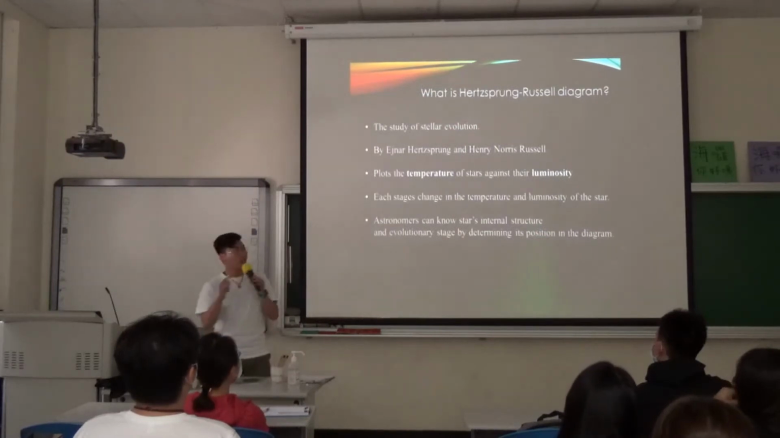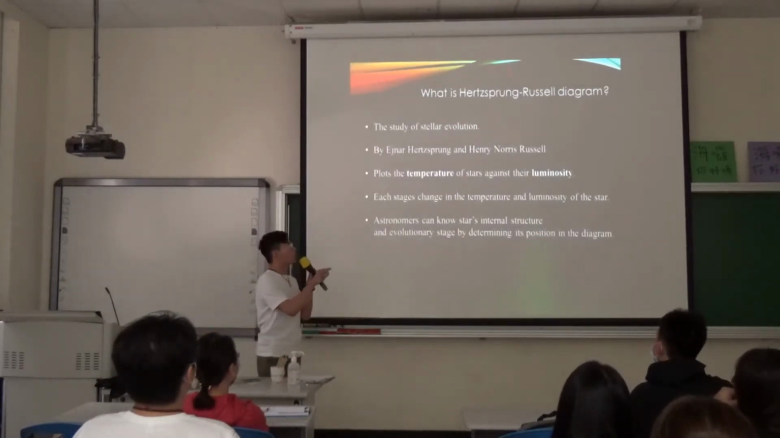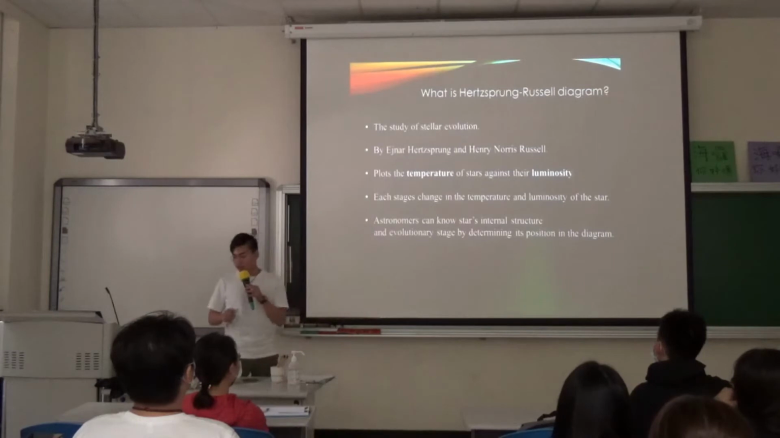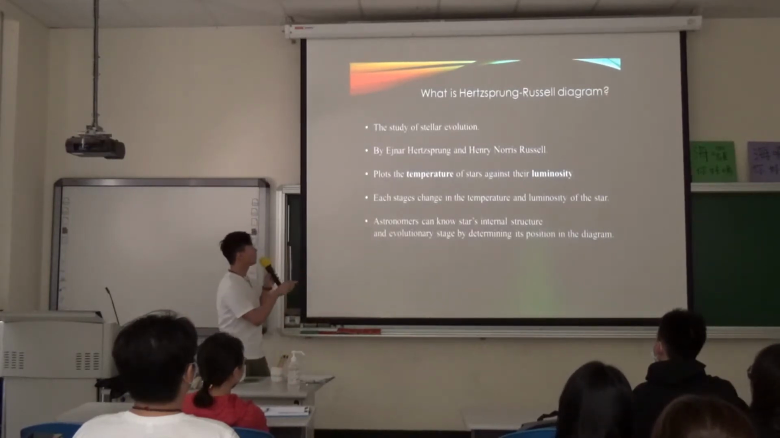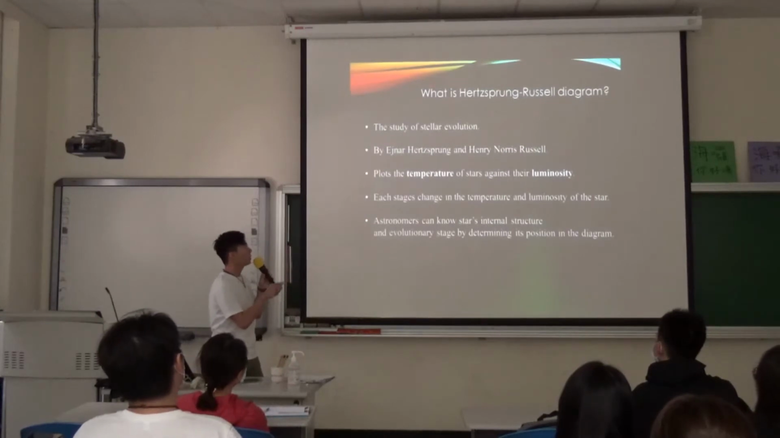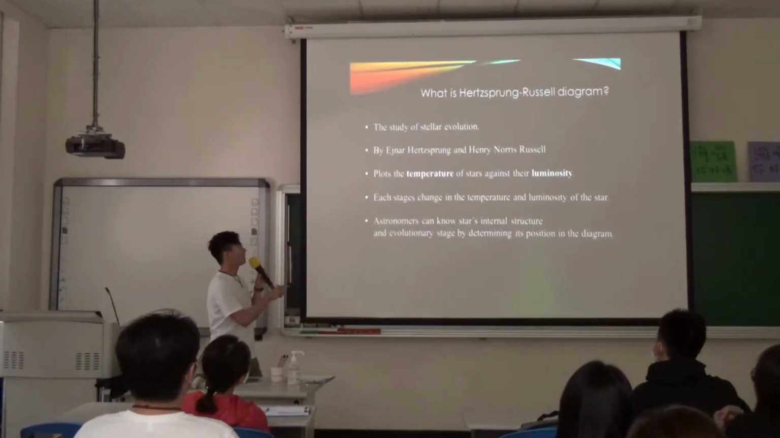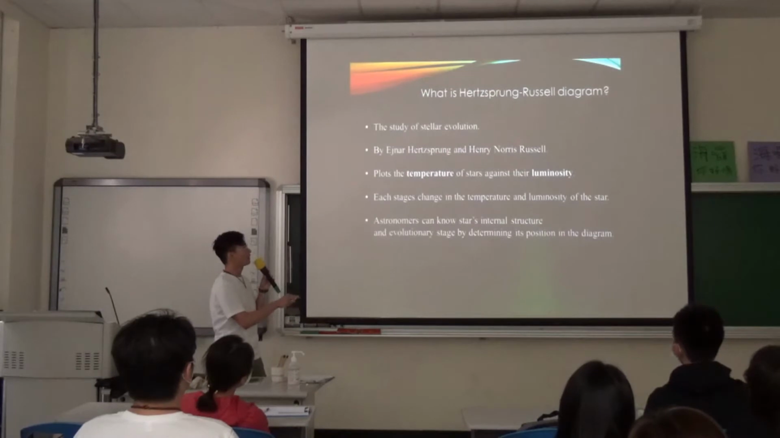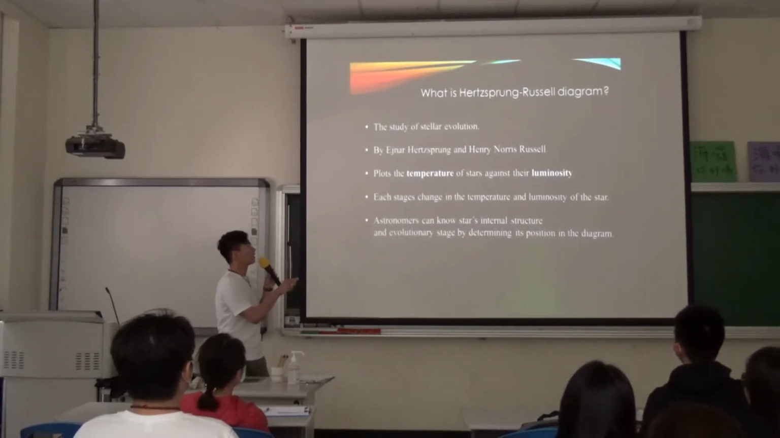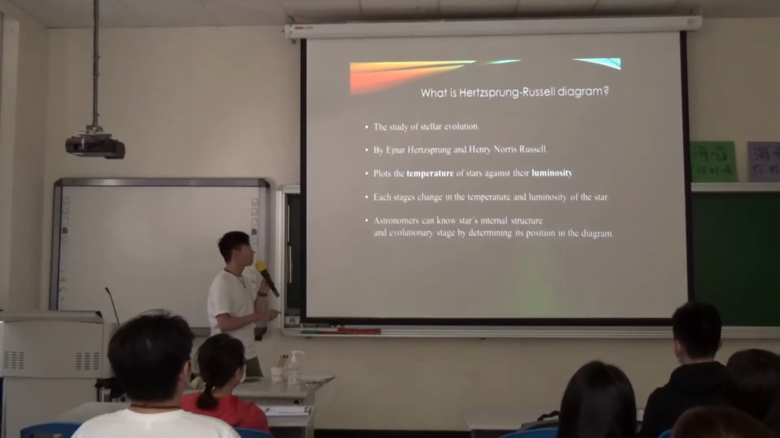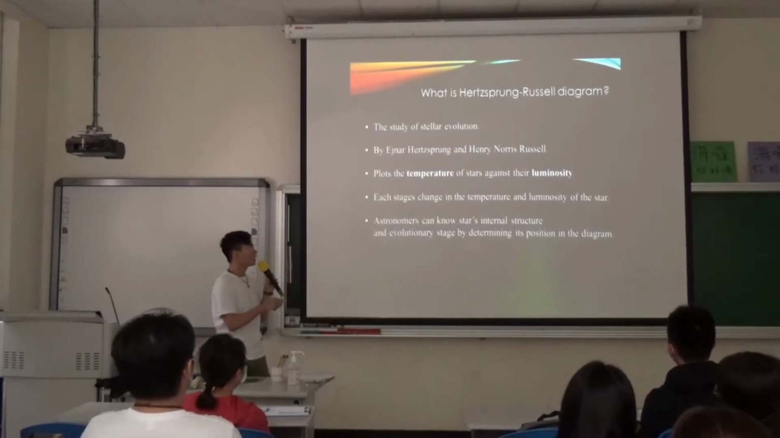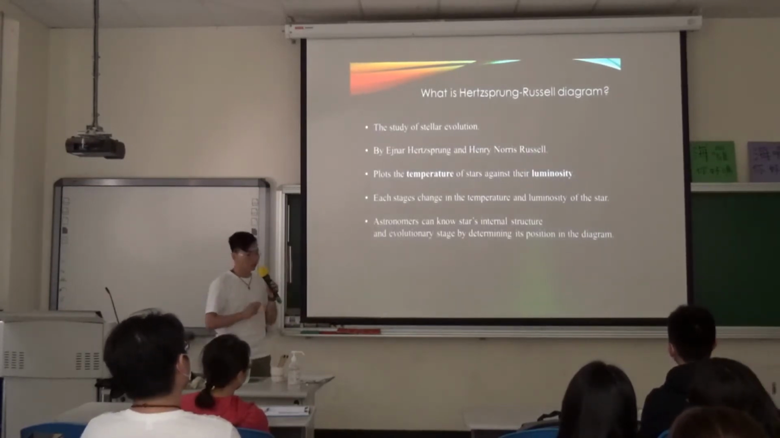And so, what is an HR diagram? This table is about stellar evolution, and it's by this person and this person. So combining these two names, we get the HR diagram, which plots the temperature of stars against their luminosities. And each stage changes the temperature and the luminosity of the star.